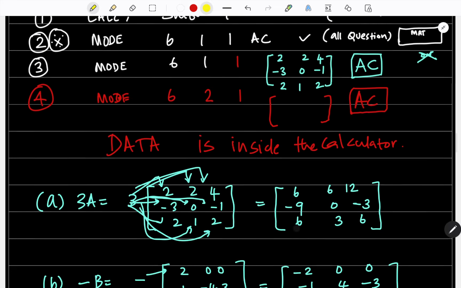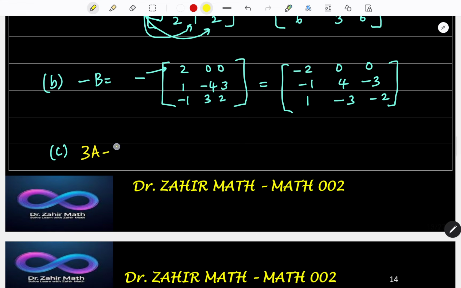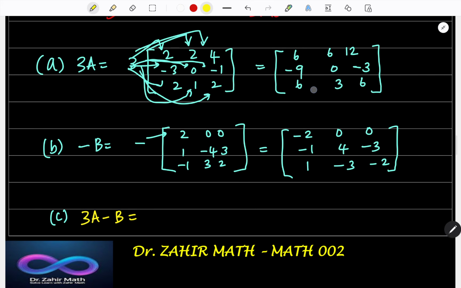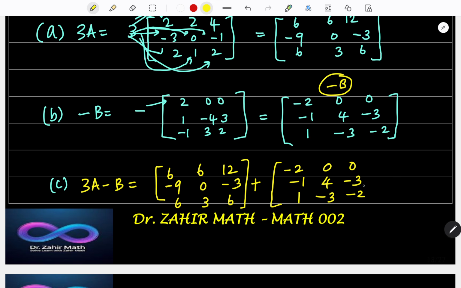So what is your C question? 3A minus B. 3A is already here, which is this one. 6, 6, 12, and then minus 9, 0, minus 3, then 6, 3, 6. Okay, then minus B, which is this one. So minus B means we are going to put plus, because already this is minus B. Which is minus 2, 0, 0, minus 1, 4, minus 3, 1, minus 3, minus 2.